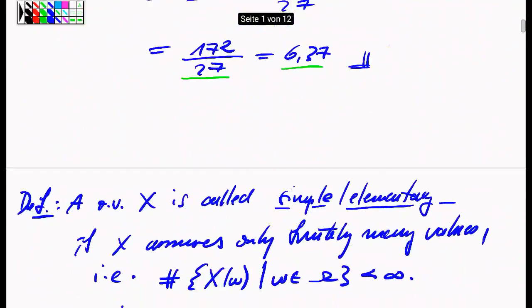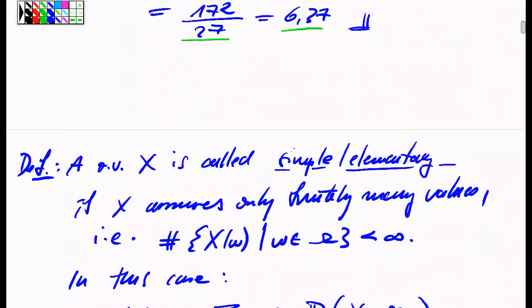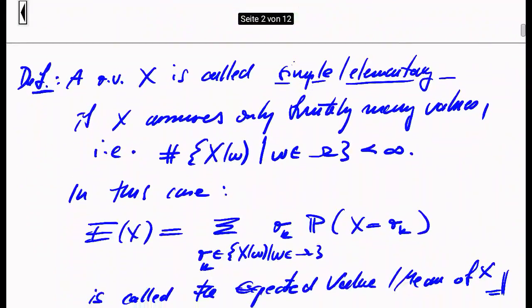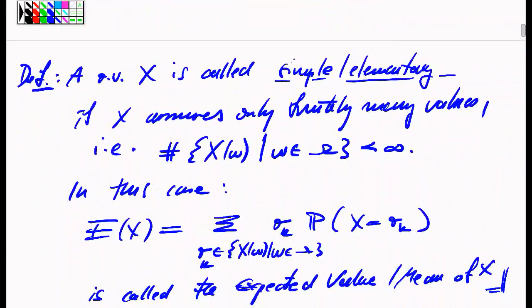And now we want to introduce the concept of the expected value for random variables which are simple. What is a simple or elementary random variable? A random variable X is called simple or elementary if X assumes only finitely many values, which could be phrased like this: if we consider the range of all values which are assumed under the map X, then this set should be a set of finite cardinality. And if that's the case, then we call this random variable simple.